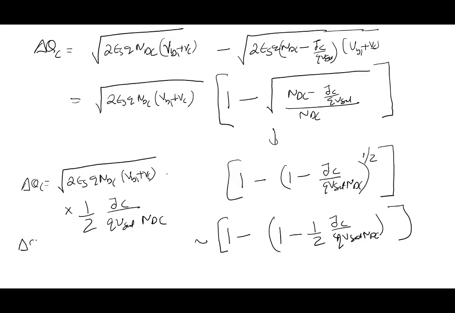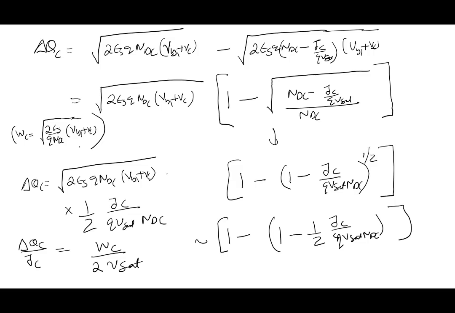All right, so now what we need to do is delta QC by JC, for a small step. This will be WC by 2 V sat. WC is the depletion region width, square root of 2 ES by Q NDC times VBI plus VC. It just comes out as how much extra charge I have to add for current JC to flow through the collector depletion region. The extra charge divided by the current gives me the delay, and the delay comes out to be this one here.